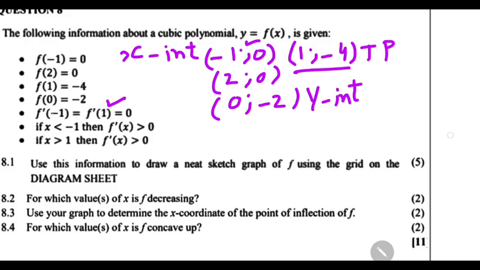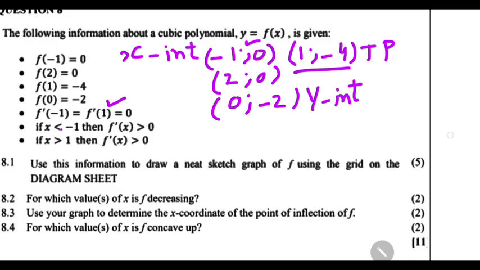So this is going to be your second turning point, because at x equal to negative 1, the first derivative is equal to 0. So this is the x-intercept as well as your turning point. So we're going to count this x-intercept twice.